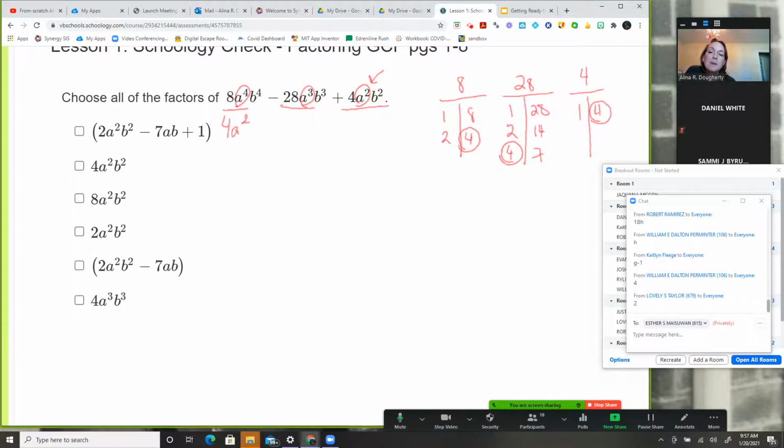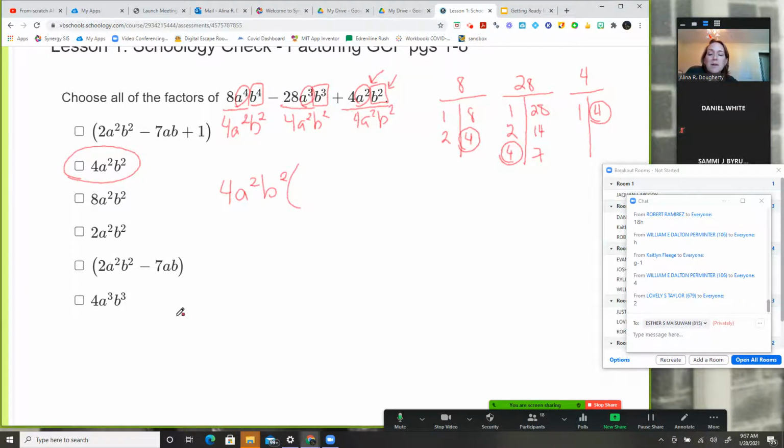Then I'm going to look at the B's. So I've got b to the 4th, b to the 3rd, and b squared. I've got a b in every term, and the b squared is the smallest. So we're going to take out a b squared. So we're going to divide all of those by 4a squared, b squared, right? That means my 4a squared, b squared has to be out in front. That's what I undistributed, right?